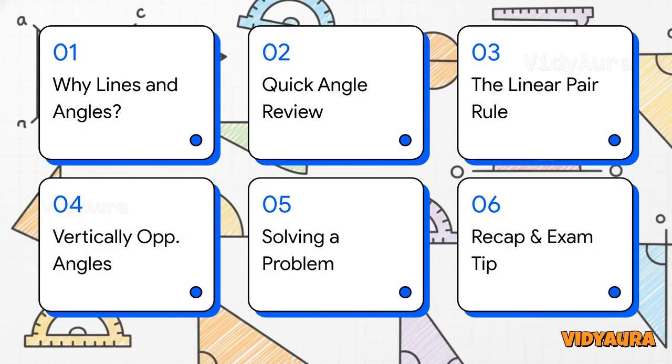Okay, so here's what we're going to do today. We'll kick things off with why this stuff even matters. Then, a super quick review of angles, just to get our brains warmed up. After that, we'll tackle the two big rules for today, the linear pair rule and vertically opposite angles. And to wrap it all up, we'll solve an exam-style problem together, step by step. Sound good? Let's do this.